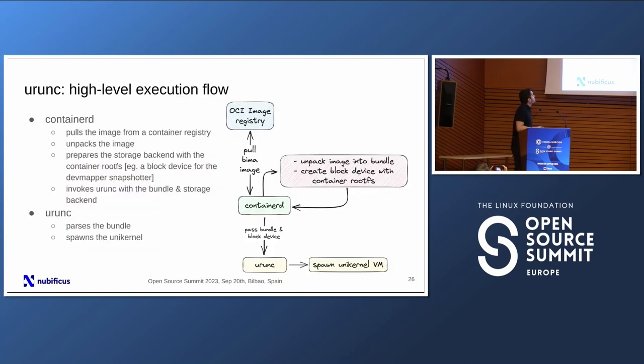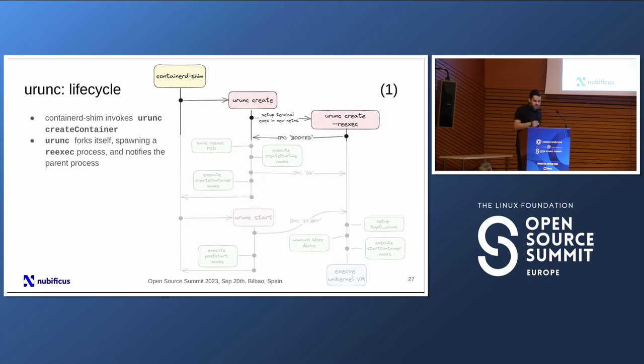Now let's take a closer look at the execution flow of urunc. Like in typical containers, containerd first pulls the image from a container registry, unpacks the image, and then prepares the storage backend for the container to run. In our case, after that, it invokes urunc, passes the storage backend and the bundle, and urunc then spawns the unikernel.